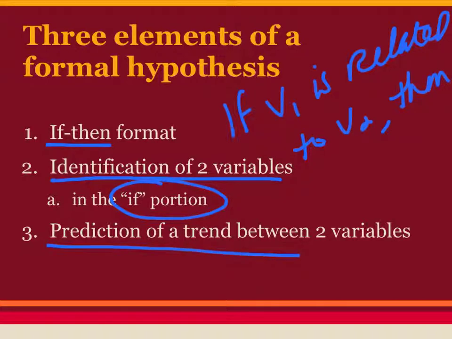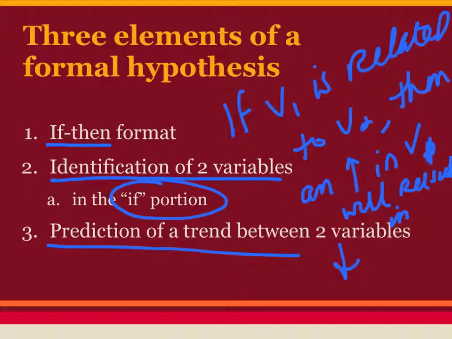And not just any prediction, a prediction of a trend. That is to say, you're creating a hypothesis. The prediction of a trend between two variables. And we already talked about how we describe relationships of trends. You're going to say if variable 1 is related to variable 2, then an increase in variable 1 will result in, let's say, a decrease in variable 2. I've just described a trend.